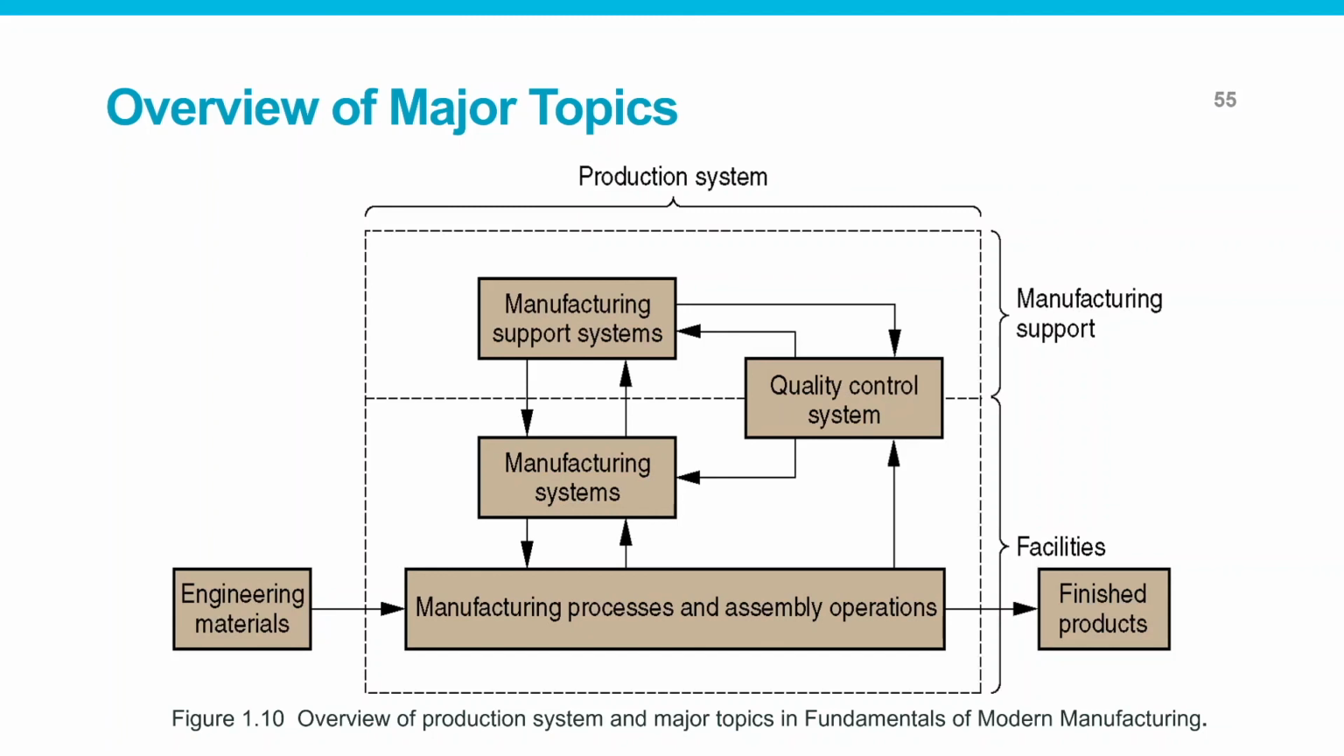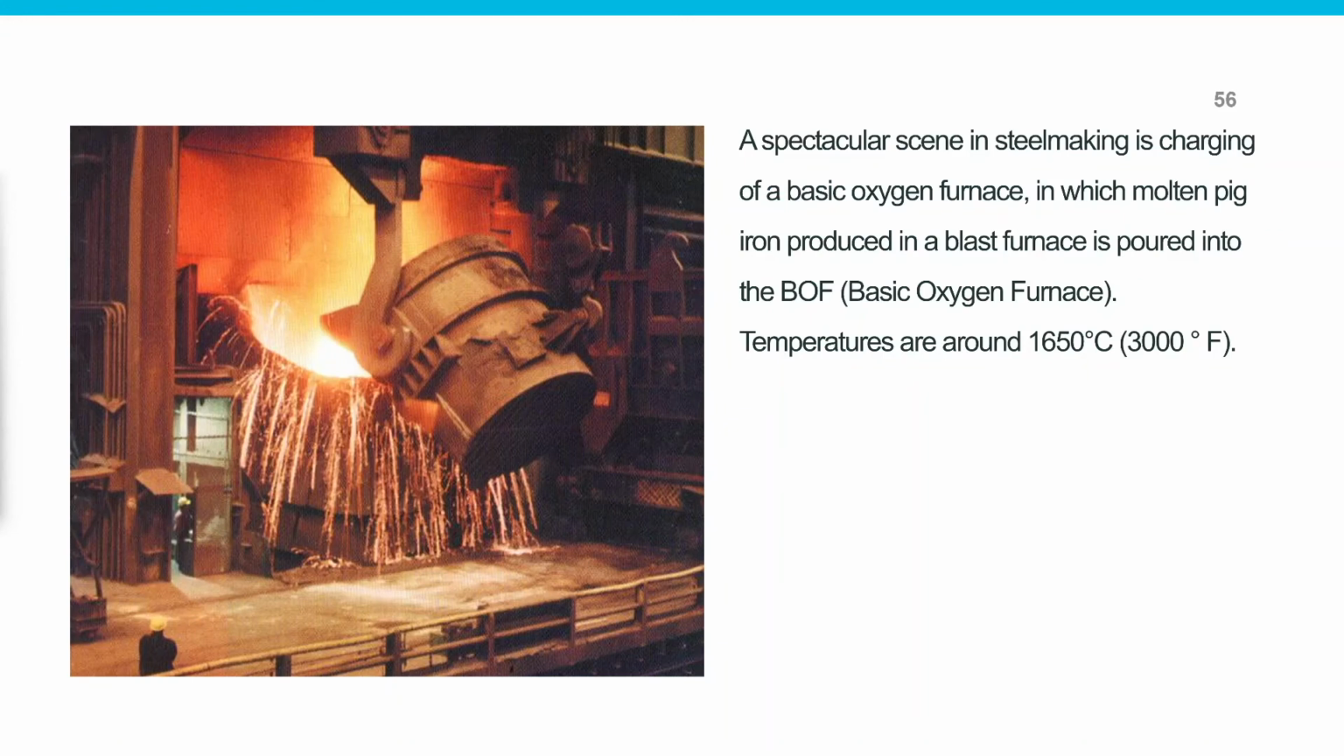Here you see the overview of the production system and major topics in the fundamentals of modern manufacturing. From the time the engineering materials are shaped by different manufacturing processes and assembly processes, up to the time we get the finished product, the manufacturing systems, the support system, and the quality control system make sure that everything goes well in the production line. So I've put together different methods of manufacturing, which are quite spectacular in making products, and I want to take you through them within the next few minutes.